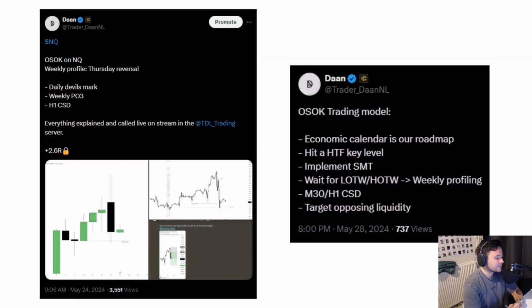On the left hand side of your screen, you can see the trade that I took last week, and on the right you can see the trading model itself. It is framed around the economic calendar. We need to hit a high time frame key level. We need to implement SMT. We are going to anticipate where the low or high of the week is likely to be formed. We are waiting for an M30 or an H1 change in state of delivery, and we are going to target opposing liquidity in this case. The entire model is going to be explained in detail throughout this video.